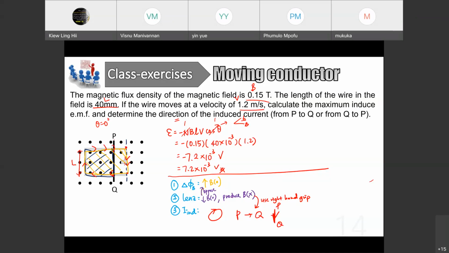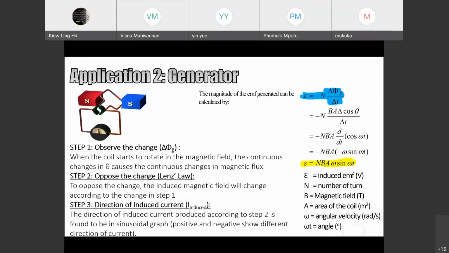Okay. The second application is the generator. In a generator, the magnetic field doesn't change. Your area doesn't change as well. So the factor of change here is your angle, theta, because it keeps on rotating in the region of magnetic field. So simplify your equation and take out theta. And theta, in terms of writing a functional equation, is always given as omega t. Remember your simple harmonic motion?